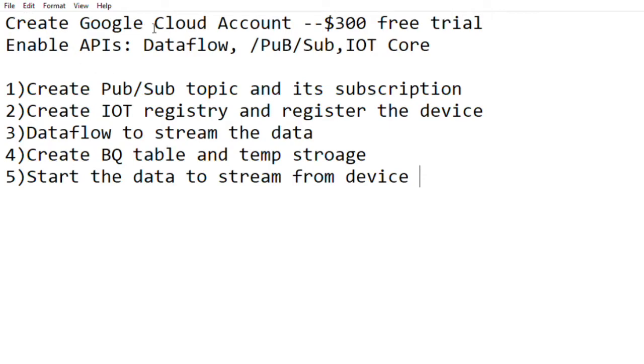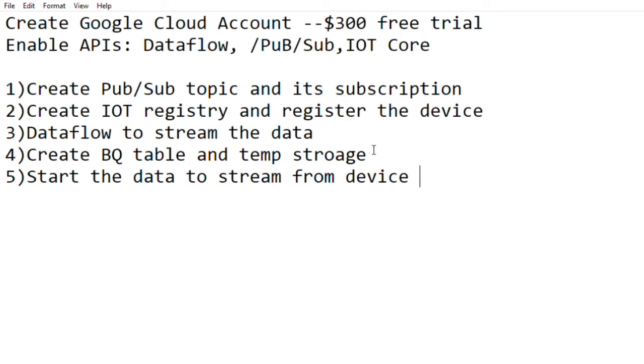Before we start, we should have our Google Cloud account. If you don't have one, you can open it and get some $300 credit as a free trial. And then we have to enable the APIs like Dataflow, Pub/Sub and IoT Core. Once you enable it, we have to create a Pub/Sub topic and its subscription. Pub/Sub is nothing but a messaging queue service within the Google Cloud platform, and also we have to create an IoT registry where we have to register our device.